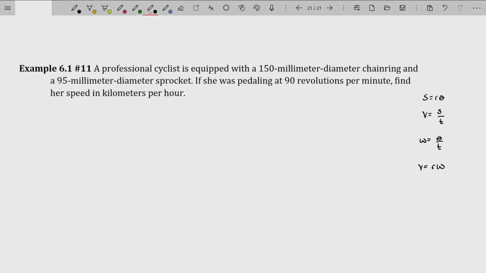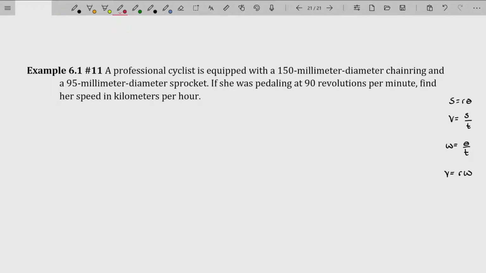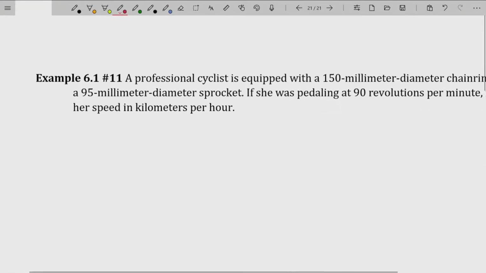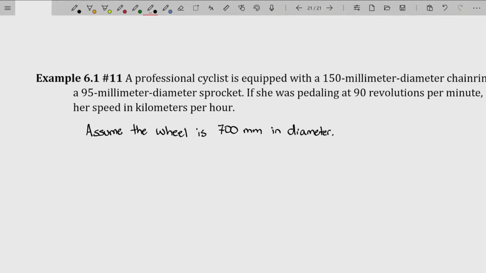So a professional cyclist is equipped with a 150 millimeter diameter chain ring and a 95 millimeter diameter sprocket. If she was pedaling at 90 revolutions per minute, find her speed in kilometers per hour. Now, I spent a moment or three going through and doing this problem off to the side as far as building it. And we have to assume one other thing here that I didn't write in, which is that we're going to assume the wheel that this is all attached to is 700 millimeters in diameter.